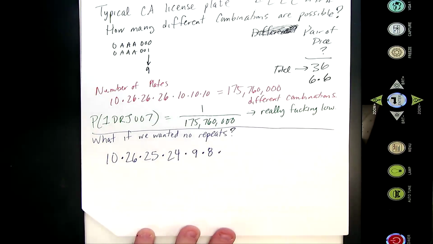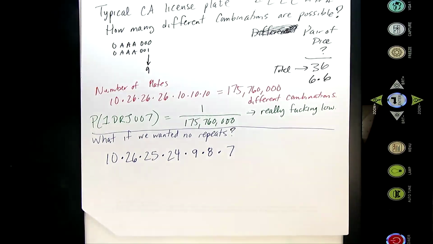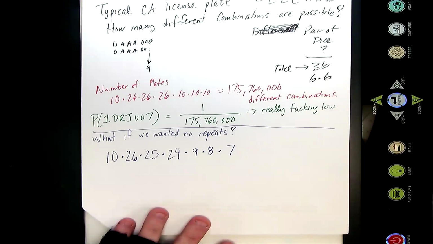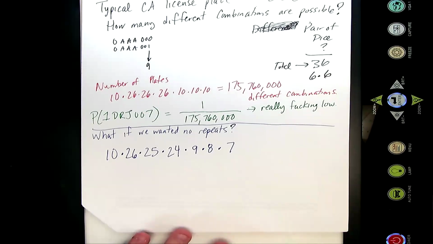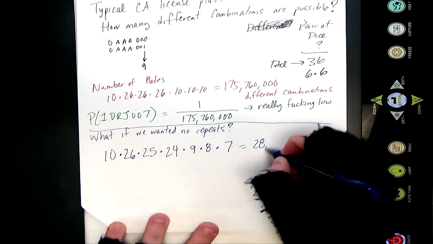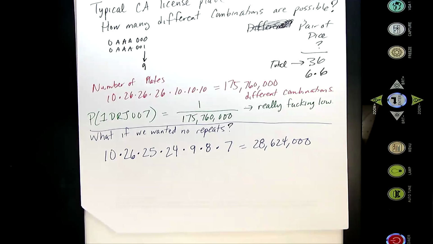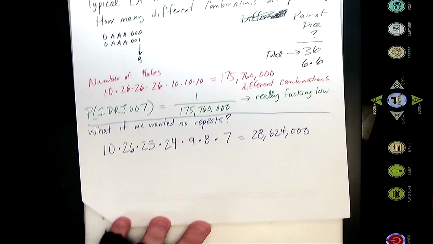How many different options for the last number? 7. It's getting easier, huh? This pattern kind of happens in other stuff that we're gonna do. It's handy to recognize things decrease, they go down, and you don't have to put a lot of thought into it. Now, if you multiply all of that out, there's only 28,624,000. This entire idea is called the multiplication rule of counting.